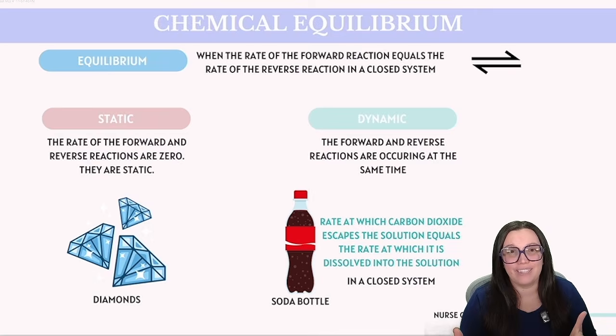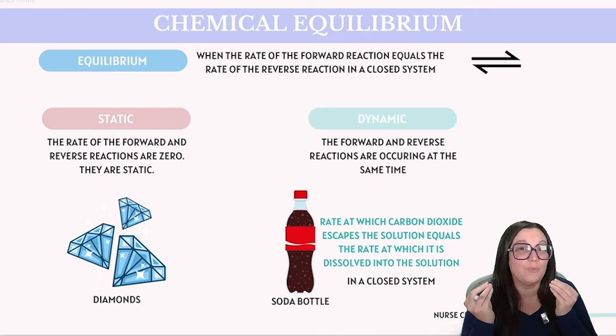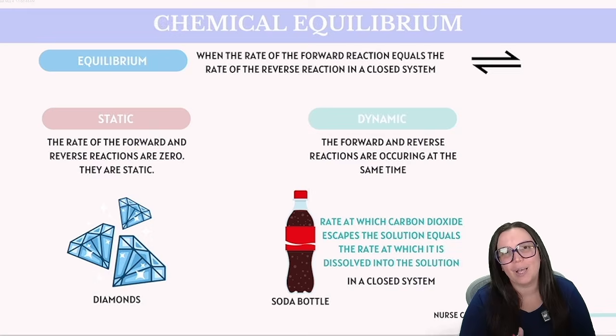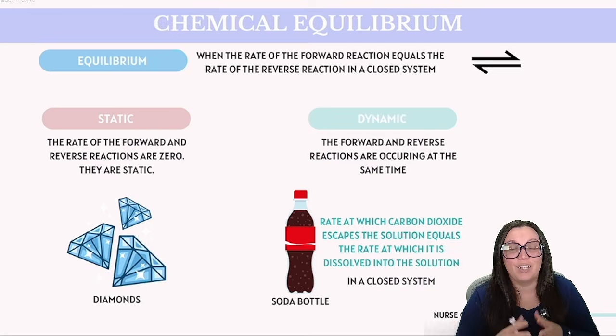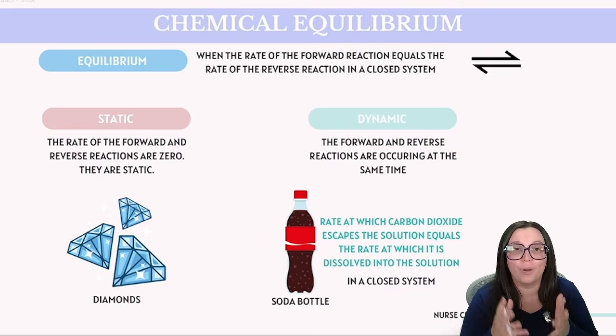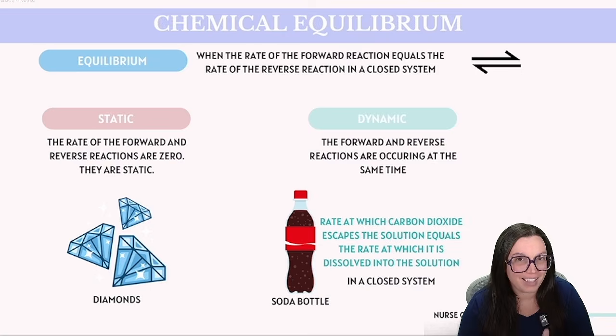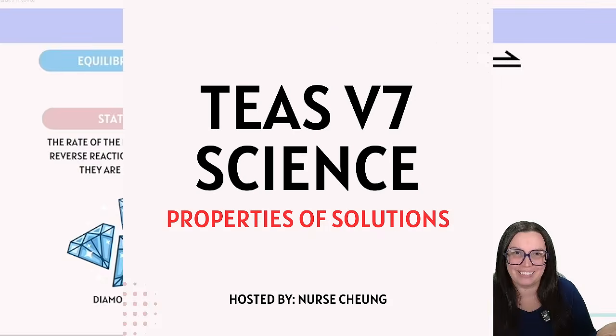A great example of this is a sealed bottle of carbonated soda. This is going to provide a practical example when it comes to dynamic equilibrium. So with soda, the rate at which carbon dioxide gas escapes the liquid is precisely balanced by the rate in which it dissolves back into the liquid, making it a dynamic equilibrium.